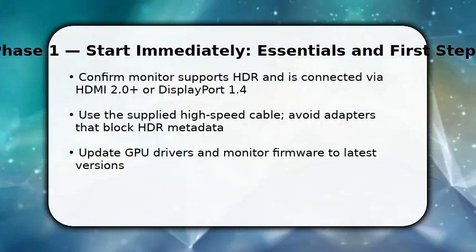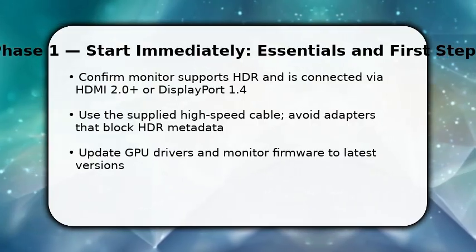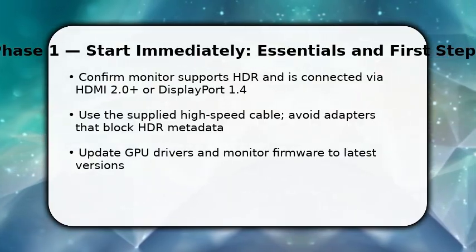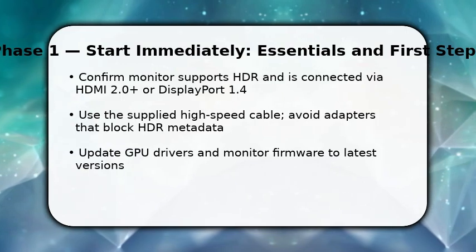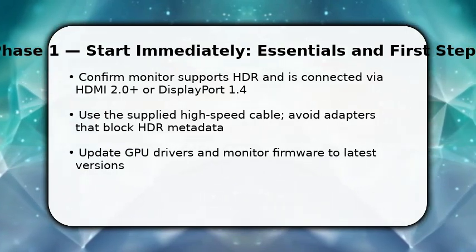Once done, open your OS display settings. On Windows, go to Display, Windows HD Color Settings. On macOS, check Display Preferences for HDR. These steps ensure the signal path is ready for HDR content.